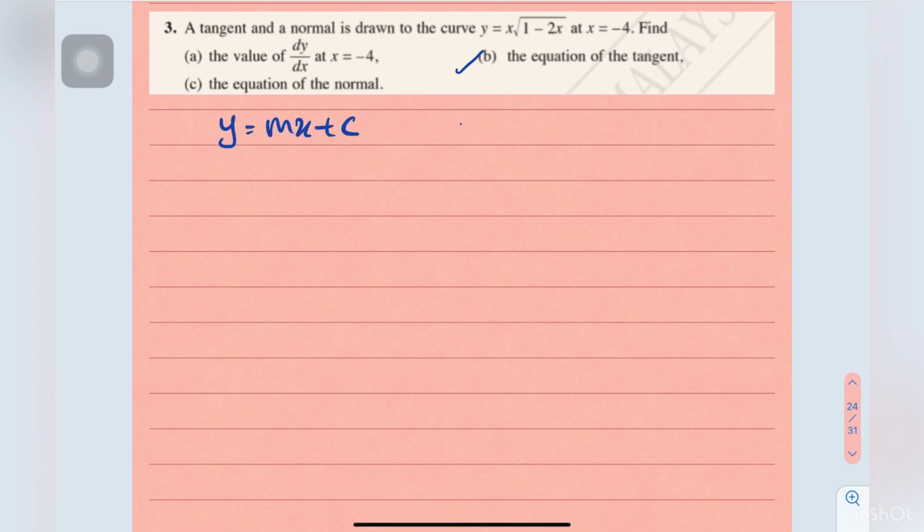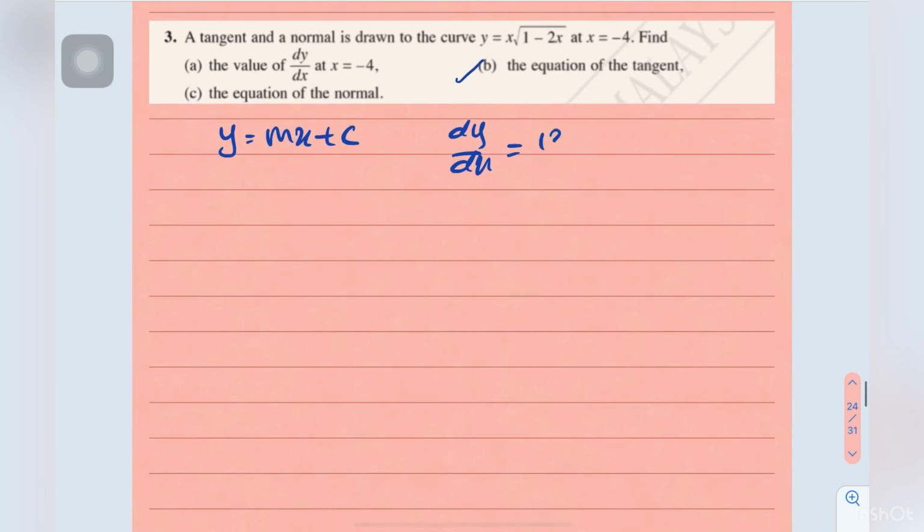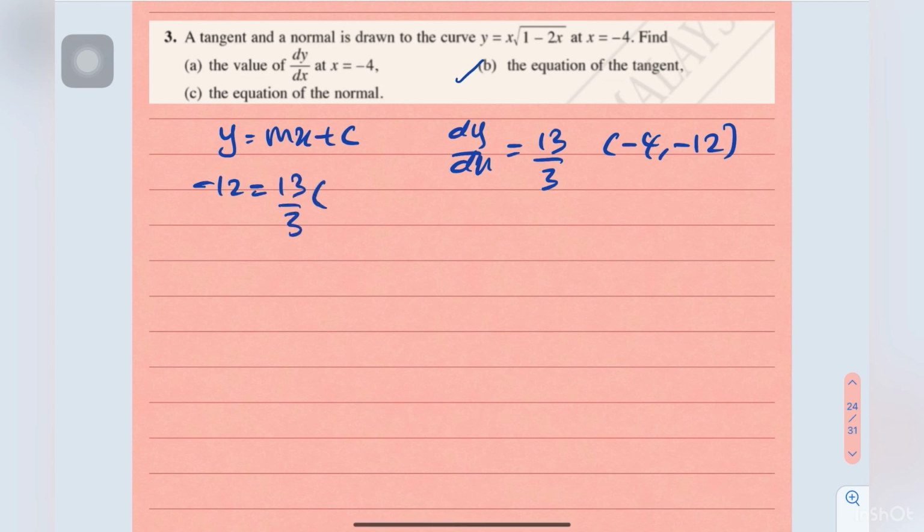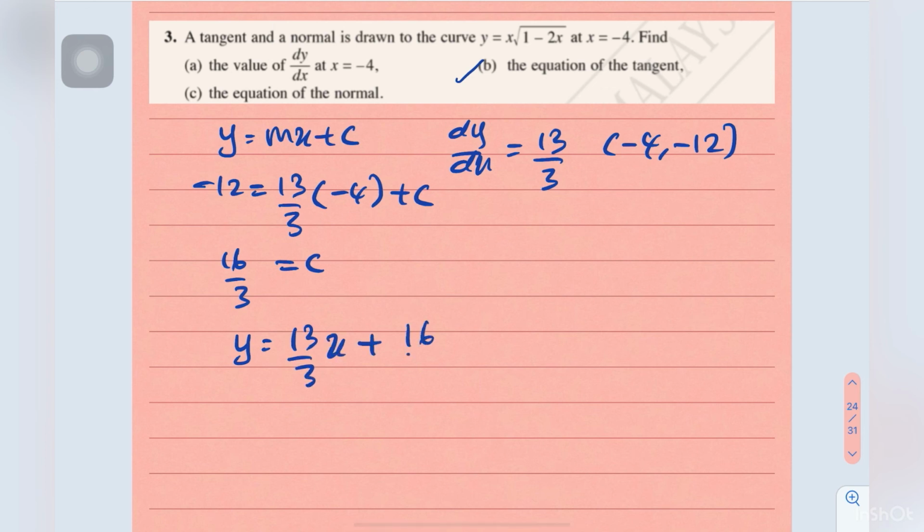Okay, just now your dy/dx is 13 over 3 at point (-4, -12). So we substitute here: y is -12, m is 13 over 3, x is -4, plus c. So c is 16 over 3. Substitute into the equation: y equals 13 over 3 x plus 16 over 3. So this is the equation of the tangent.